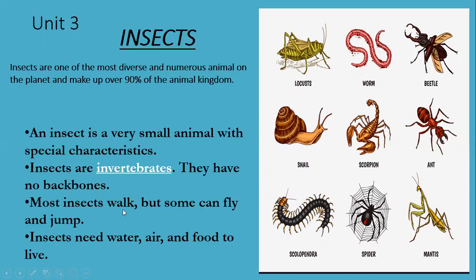Most insects walk, but some can fly and jump. Look, this ant only walks, but the grasshoppers or flies and bees, honeybees, they can fly also. Butterflies are also a type of insect and they can fly also. And some can jump only, but most of them walk. Insects need water, air, and food to live. Okay, this is some information about the insects.